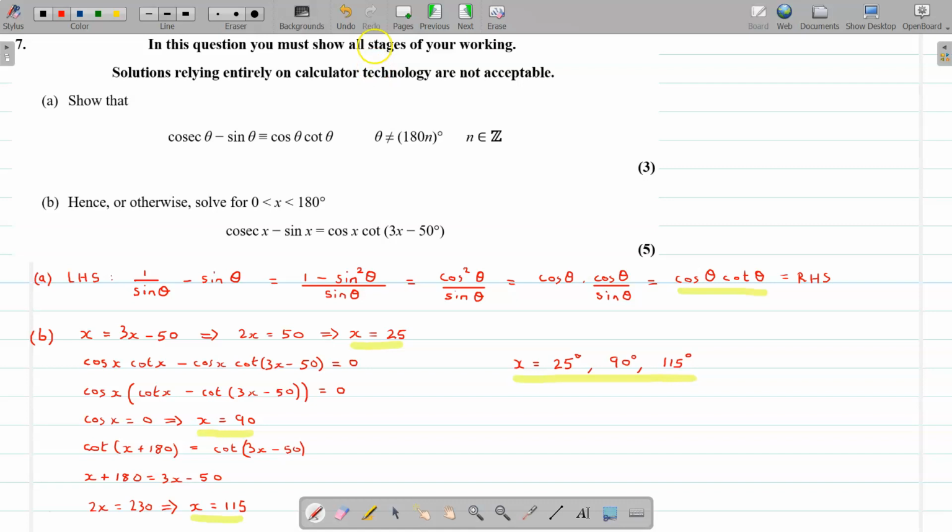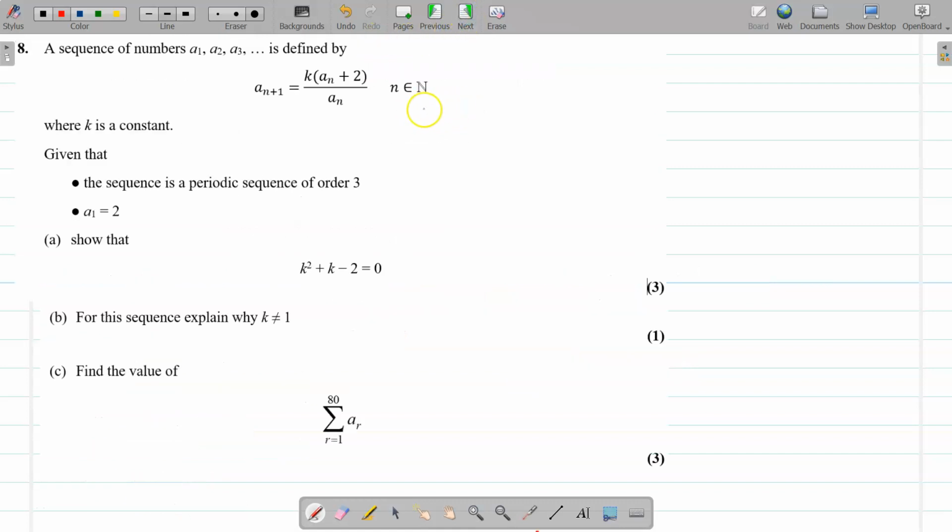Okay, and next question. Now, in this question, we have a sequence of numbers, A1, A2, A3, and so on, defined by this recursive relationship, okay, which means that the next term is generated from the previous term. Okay, so we're told some basic information that the first term is 2, and the sequence is periodic of order 3. So that means it repeats every 3 terms. So it goes sort of x, y, z, x, y, z, x, y, z, and so on. Okay, so we've got to show that this statement is true. Show that it's true for 3 marks.